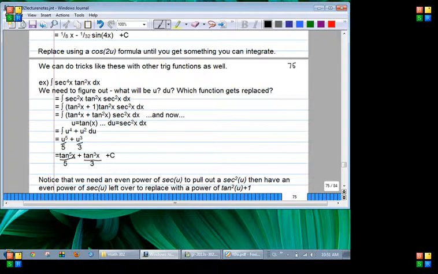So what's different with sine and cosine, you're just pulling out a sine or a cosine to be your du. But here you need to pull out a secant squared if you want that to be your du. So that's why you need to start with it. For secant, you need to start with an even power. You have to know the relationship between the two functions. That's exactly it. For the whole day, that's exactly it.